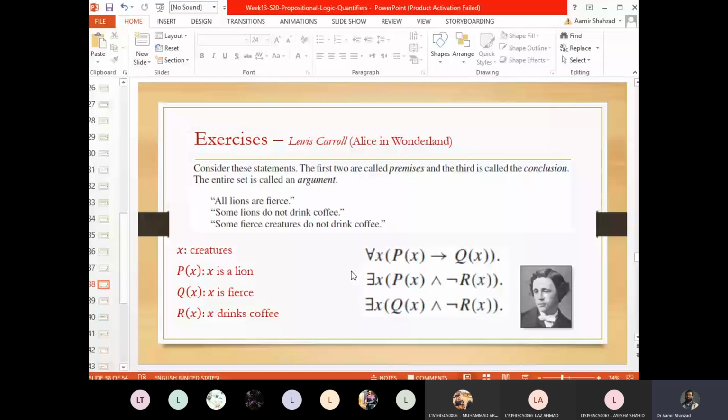So from here we can conclude there exists x, Q of x and not R of x. That there are some fierce creatures who do not drink coffee. So those fierce creatures are lions. So lions do not drink coffee. So some fierce creatures do not drink coffee.